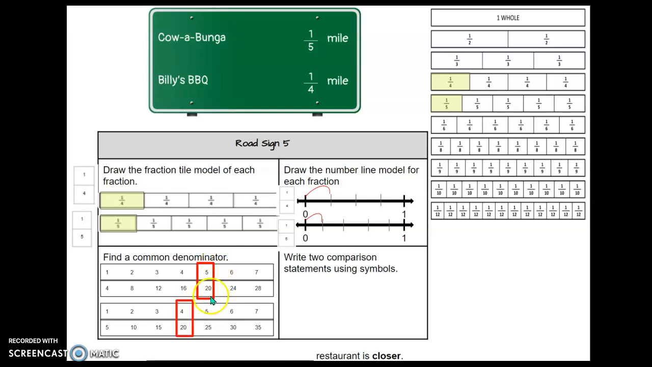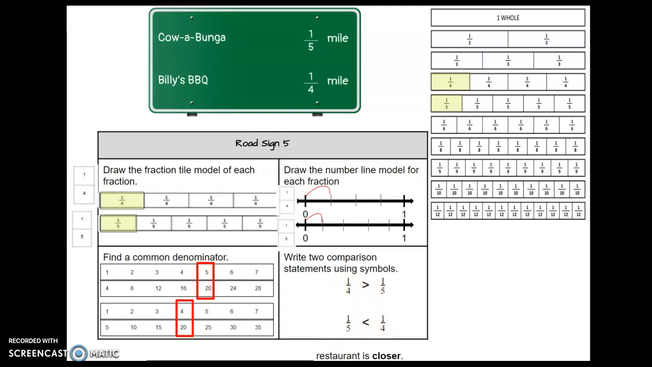And I'm able to see that 5/20 is greater than 4/20 because it goes farther and my numbers are bigger. If I have 20 and 20, I know that 5 is greater than 4. So for my fractions, 5/20 is more than 4/20. So I know that my fourths, 1/4, was greater than 1/5. So I'm going to write my comparison statement over here. And I'm going to write it both ways. So 1/4 is greater than 1/5. And I can also say that 1/5 is less than 1/4.